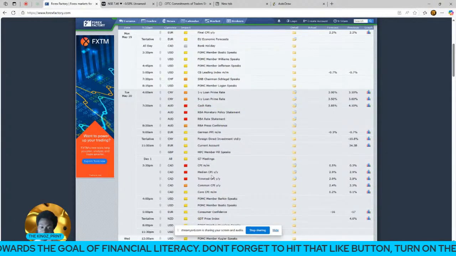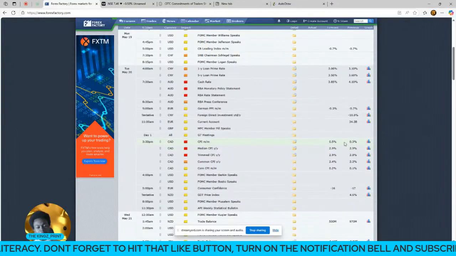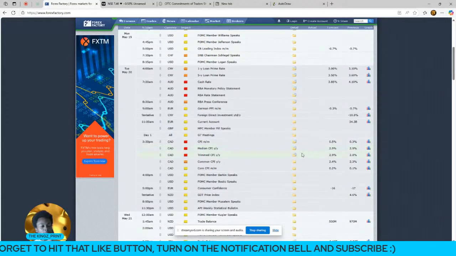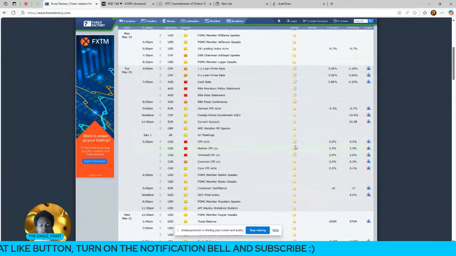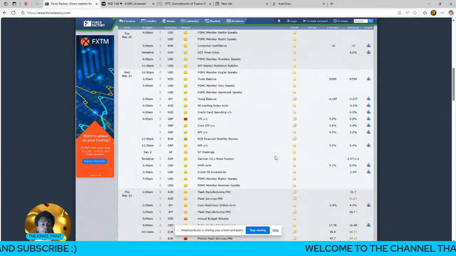Now, moving over to 3:30, we are going to have CPI for the Canadian dollar. We don't anticipate quite a difference, and I'll want to also see what these numbers are going to hold. So for me tomorrow, Australian dollar and Canadian dollar are going to be something to really look out for.